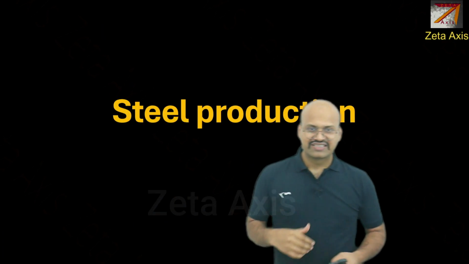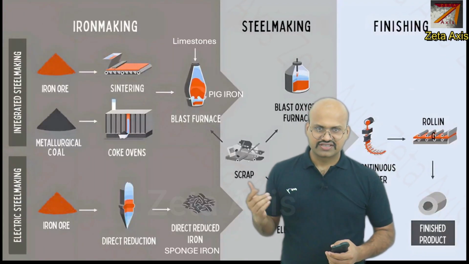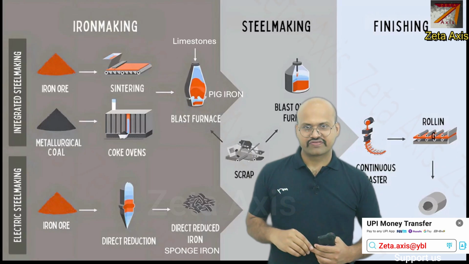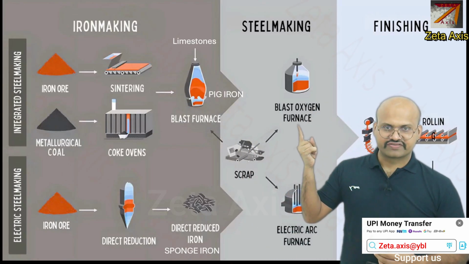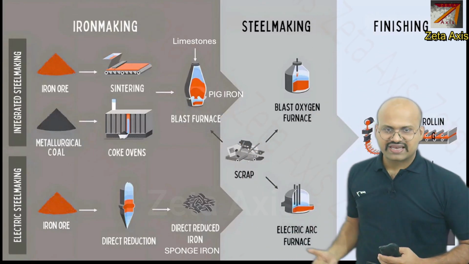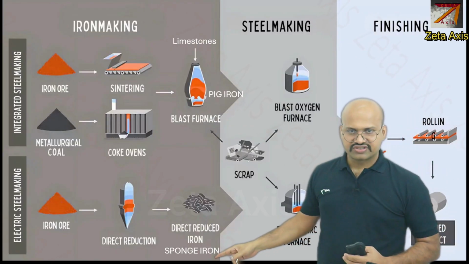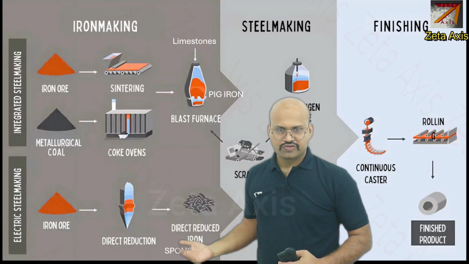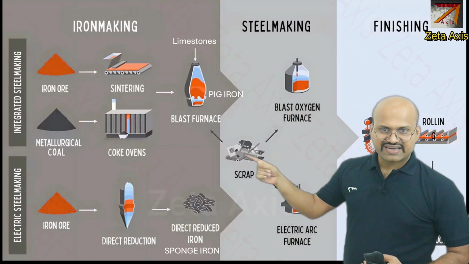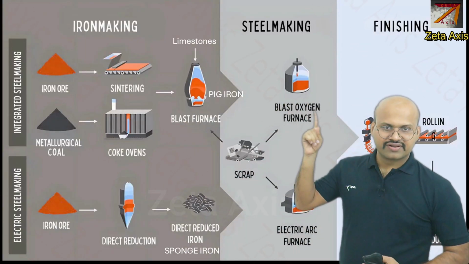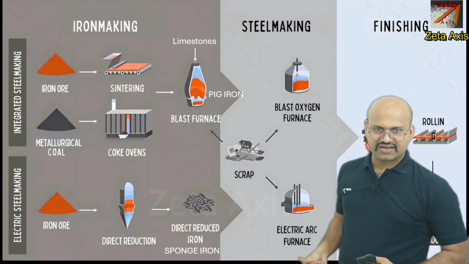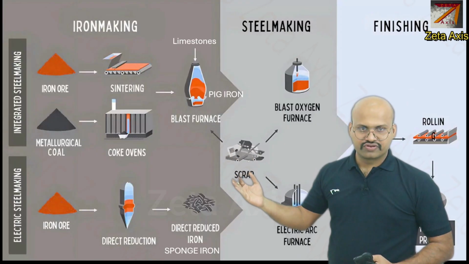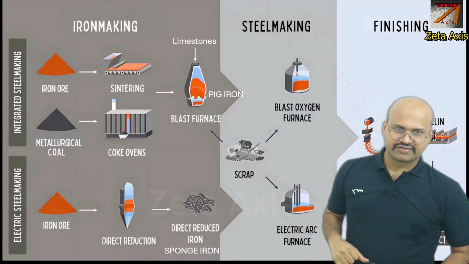Now let's see steel production. We have already seen this slide where we can see that steel can be produced by two main methods. One is the blast oxygen furnace where pig iron is the input, or the electric arc furnace where sponge iron is the input. We have already seen how we get the pig iron and sponge iron. Scrap can also be used both in the blast oxygen furnace as well as the electric arc furnace. So these are older materials which are not useful, and can be recycled.